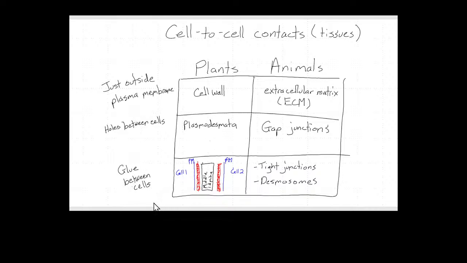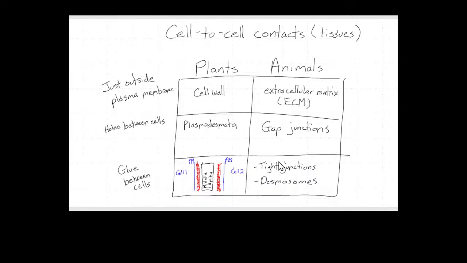Then we have glue between cells. So we've got one cell here, and it's got its plasma membrane in blue. Another cell here has its plasma membrane in blue. So this would be the cytoplasm side, and this is the cytoplasm side. Plasma membrane, so in between is the extracellular space. These red parts are those cell walls that we had talked about up here. Meanwhile, the glue that's going to be able to stick the cell walls together is called middle lamella.